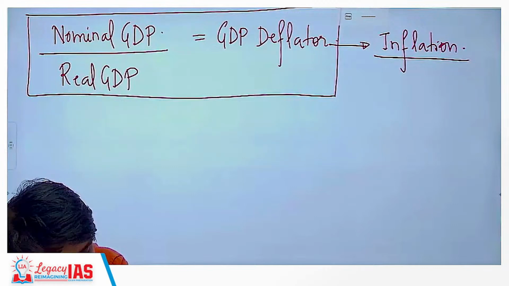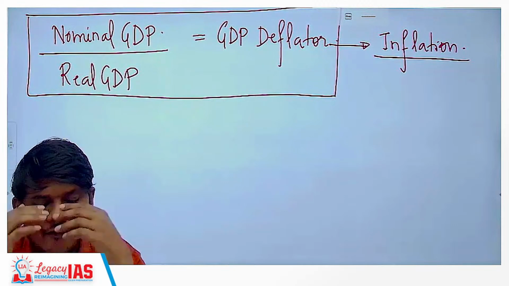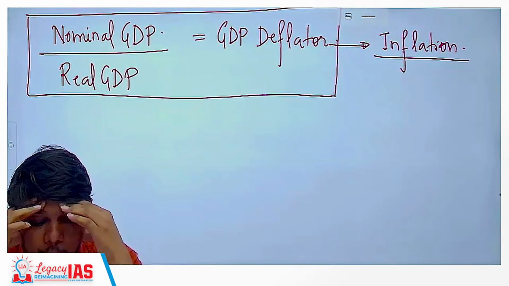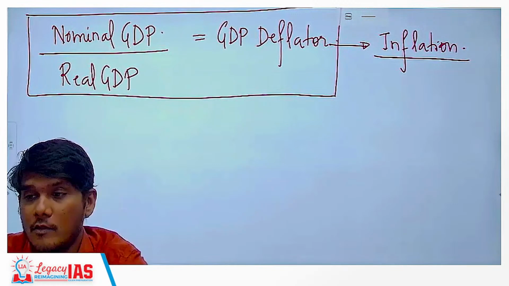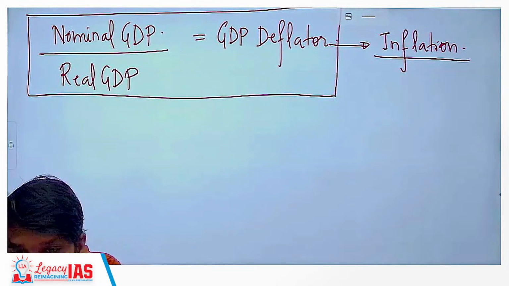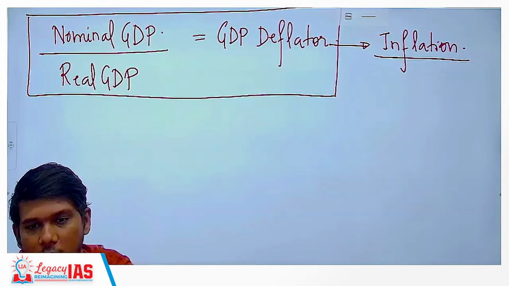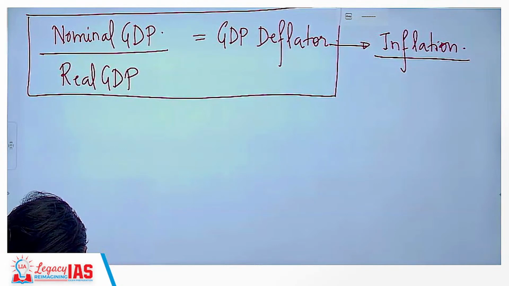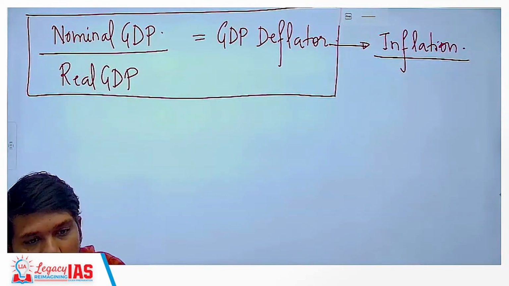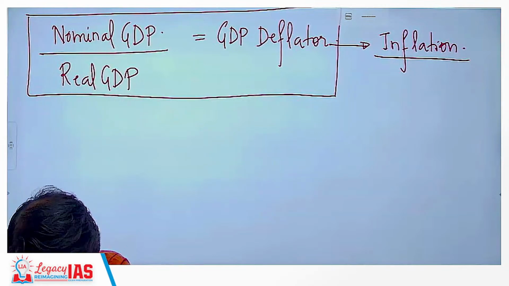GDP. It is the total value of all final goods and services produced within the boundary of a nation during a financial year. And financial year in India is from 1st April to 31st March. Okay? This is your GDP.